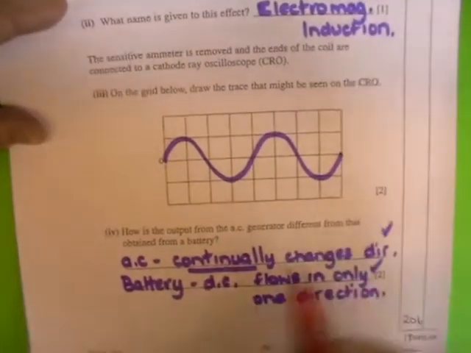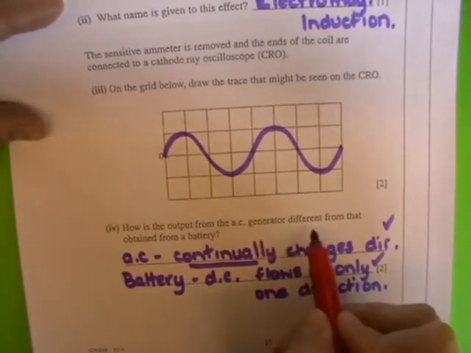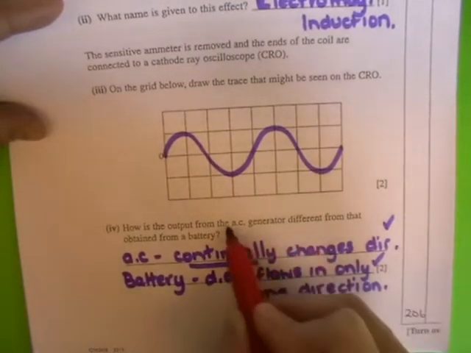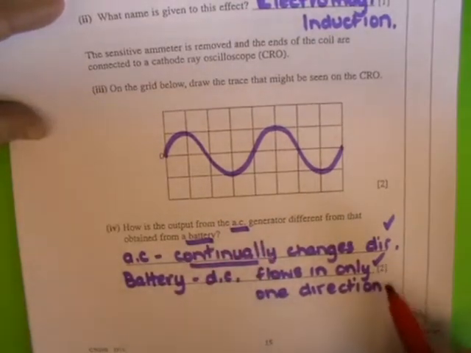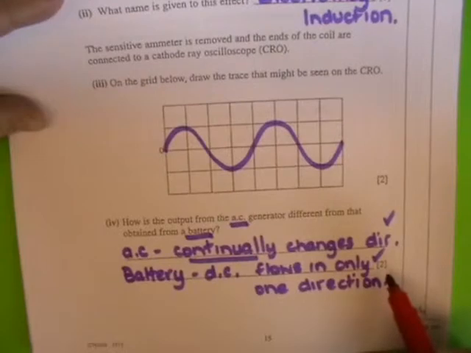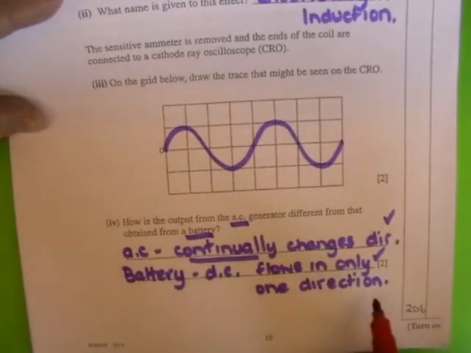Now you see when it says something like compare, explain when something is different, you must say about both things. You have to explain both of them. And it's very easy to work out where those 2 marks are going to come from. One description of alternating current, one description of direct current.